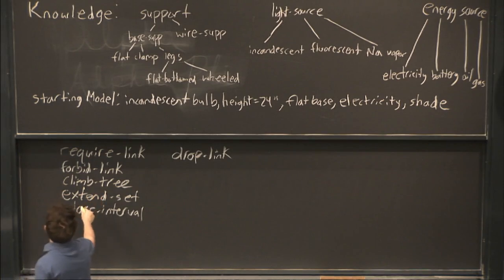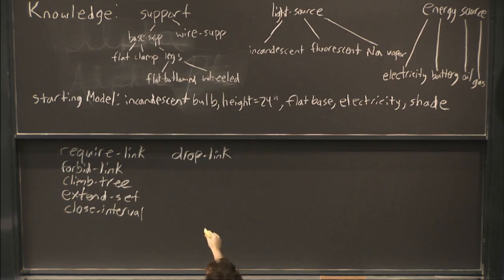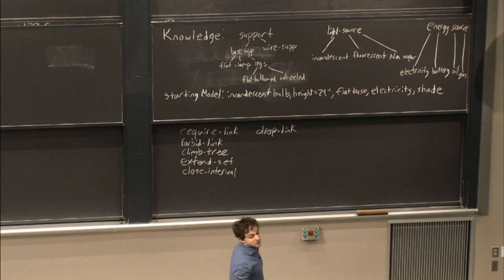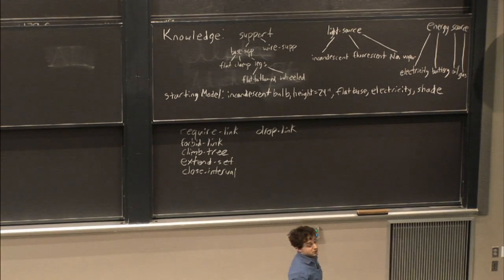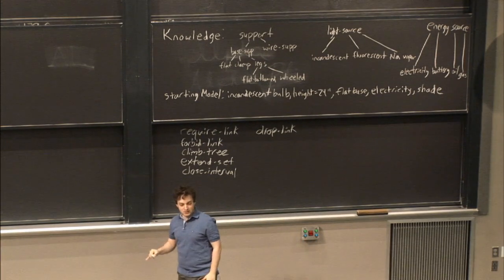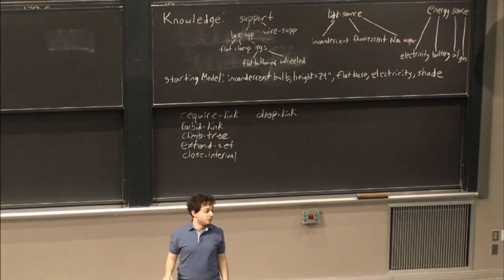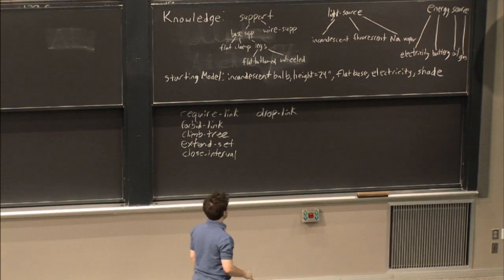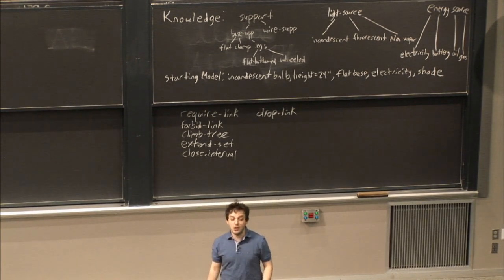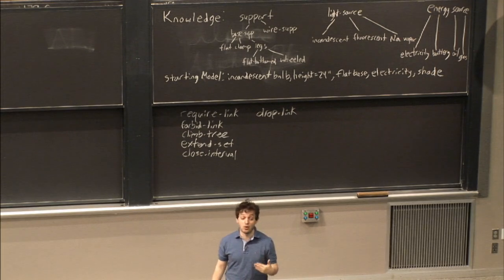So we also have climb tree. Climb tree takes one of the elements in our model and moves up the tree one level. Let's say we said only incandescent lights are good, but we found that fluorescent lights are also good. Whoop, we move up to light source. Extend set: we don't have any sets here, but let's go back to red, blue, orange, yellow. Extend set is when we say only red is good as an example, but we see another positive example that's yellow. So it says, okay, I'll extend the set. Red and yellow are both good.